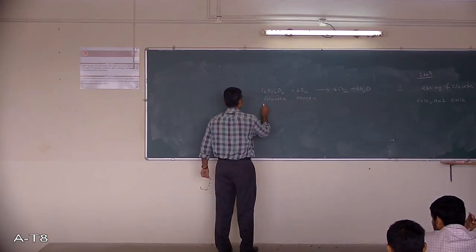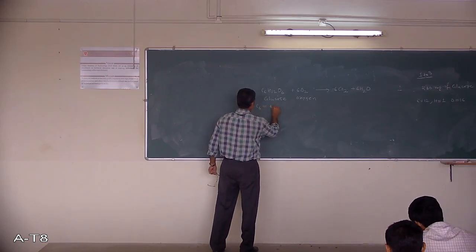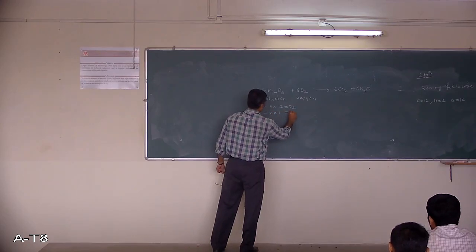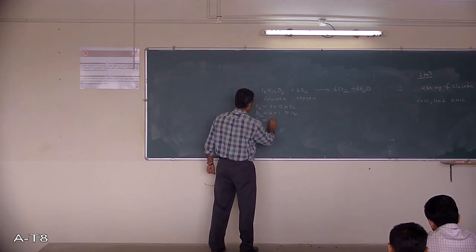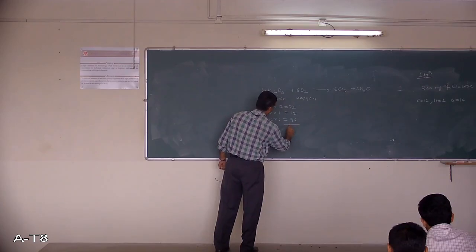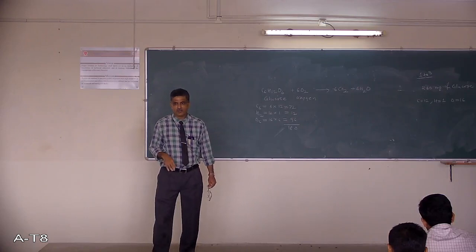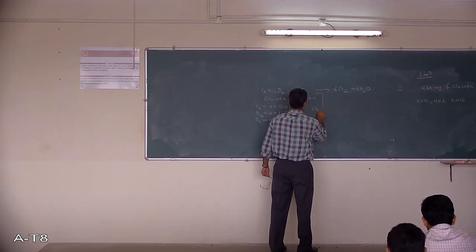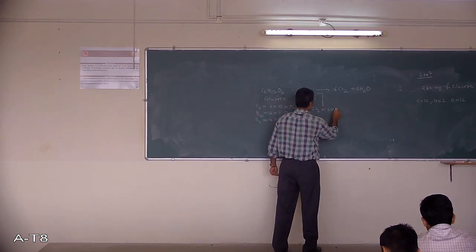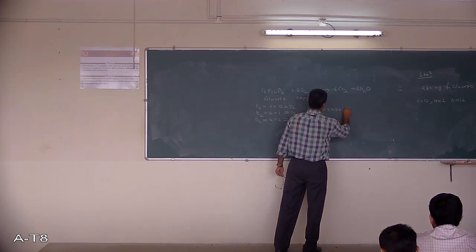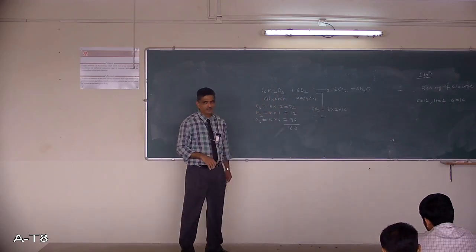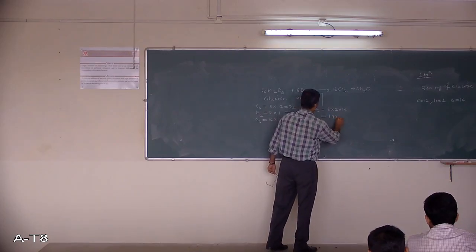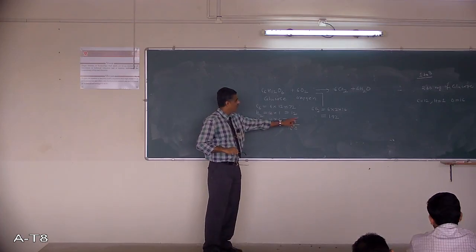Now calculate glucose with molecular mass. C6 means 6 into 12, that is 72. H12 is 12 into 1, 12. And then O6, 16 into 6, 96. So you get 180. Now 6O2 means 6 times 2 into 16, that is 12 into 16, 192. So 180 grams of glucose requires 192 grams of oxygen.